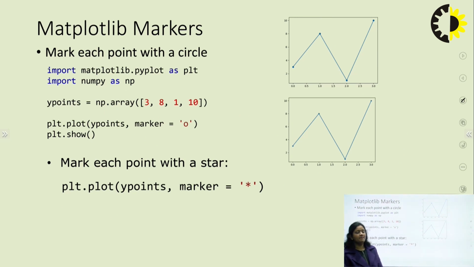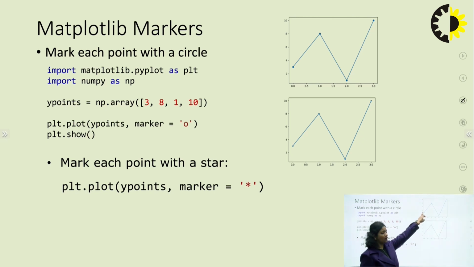Now, matplotlib marker. Mark each point with a circle. We have various types of marker which are inbuilt in the matplotlib library. If we have to mark each point with a circle, we are going to use a marker O. If we have to draw points with a star, we are going to take a marker star. These are the inbuilt markers in the matplotlib library.